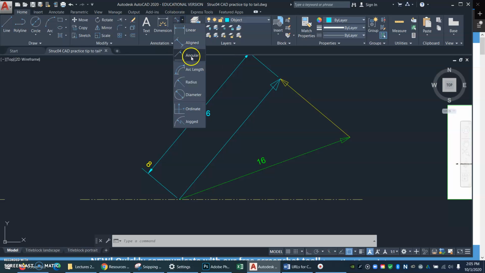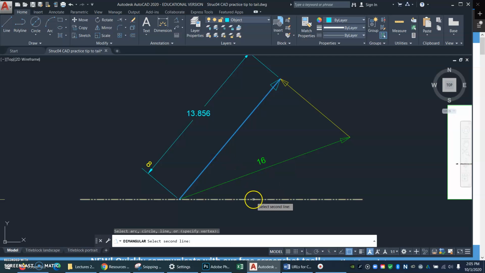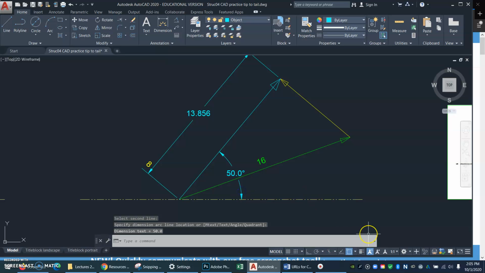Now I will measure the angle. I'll use an angle dimension. I'll click on my resultant, then click on my zero line, and I'm at 50 degrees. All right, there's my resultant.